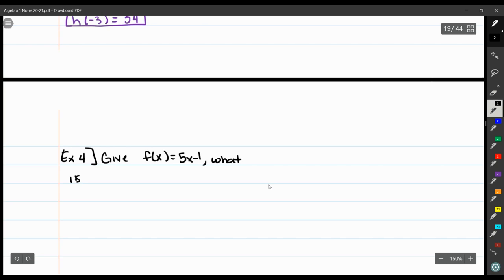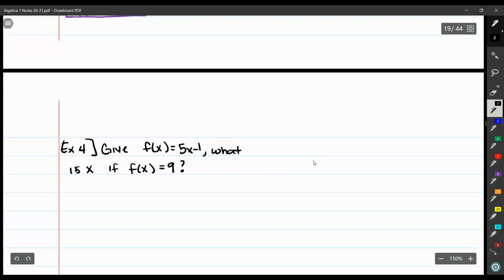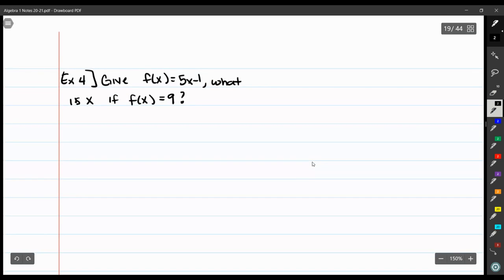What is x if f of x is equal to 9? Make sure you're paying attention to the placement of the numbers. In the previous examples, we had the 9 inside the parentheses, but it's still an x. My 9 is outside now.